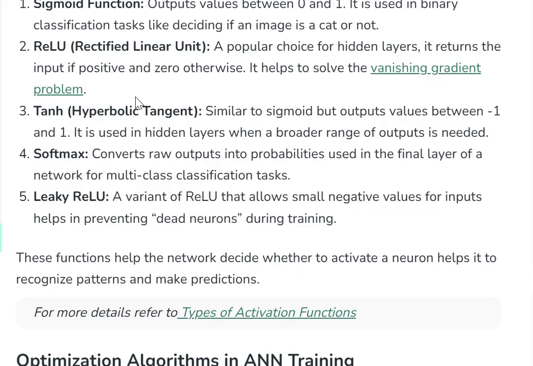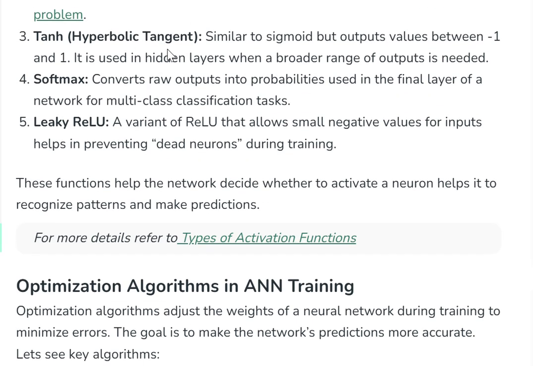ReLU, the rectified linear unit, is a popular choice for hidden layers. It returns the input if positive and zero otherwise. It helps with the vanishing gradient problem, and sends data on to other neurons. Next, hyperbolic tangent, similar to sigmoid but outputs values between -1 and 1. It is used in hidden layers when a broader range of outputs is needed.